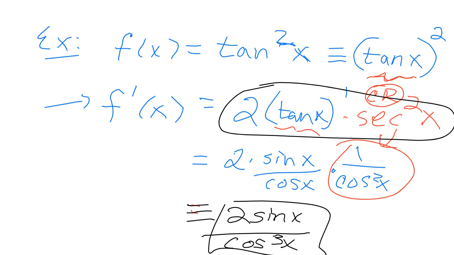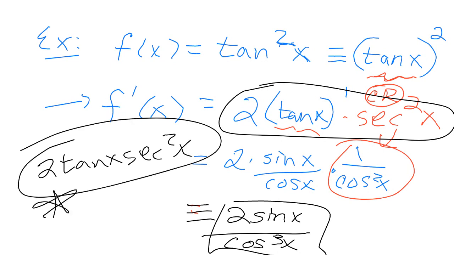I don't like that any better than 2 tangent x secant squared x. But your job is to match the answers in the back of the book, right? And if it ends up being a simpler version of how you write it, great. I don't think it is. So personally, my final answer on this one would be 2 tangent x secant squared x. Okay, everybody good with that? That's the one that I like. I would just leave it like that. It doesn't get much better.